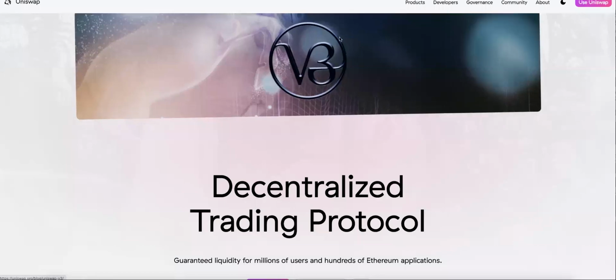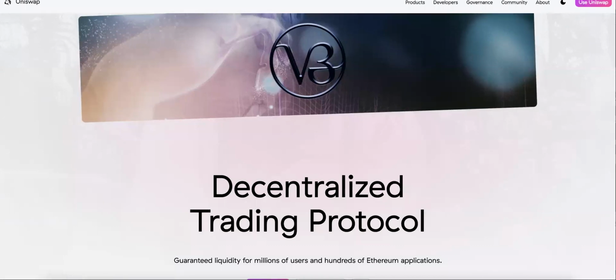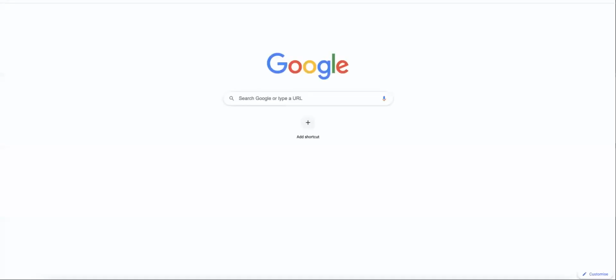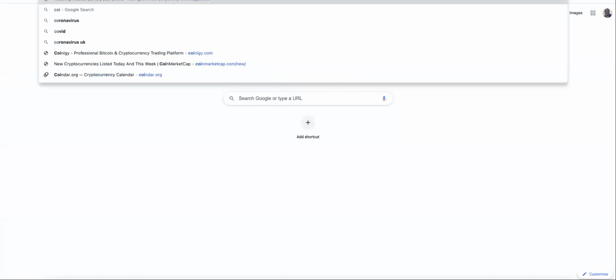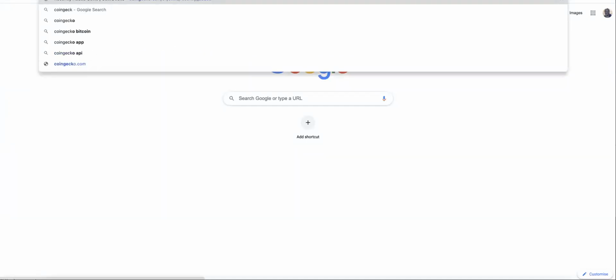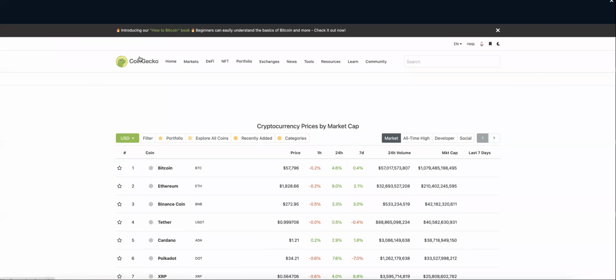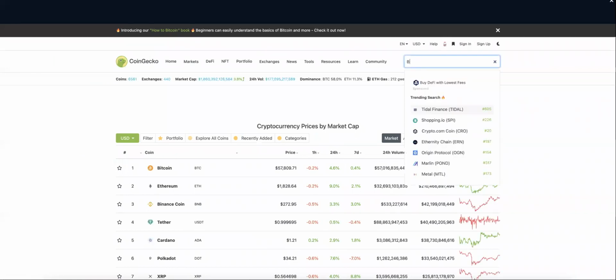Okay, guys, so in this video, we're going to try and explain how to use Uniswap. The first thing you want to do if you want to use Uniswap is to look for the coin you want to buy. You go to a place like CoinGecko.com or CoinMarketCap, that will be your starting point, and you want to see if that coin is on Uniswap.